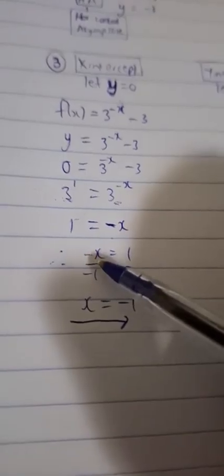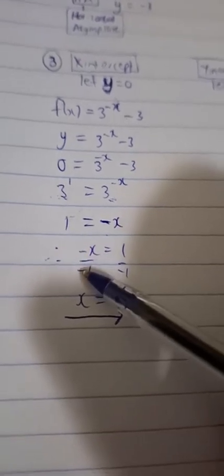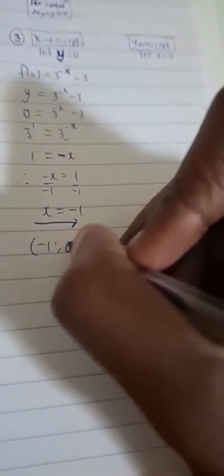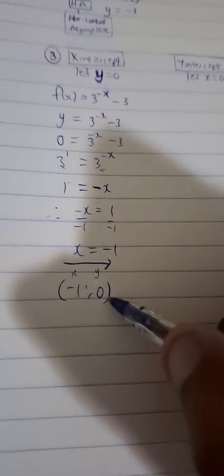Therefore, when we simplify further, we use the multiplicative inverse. We divide both sides by negative 1. Since the coefficient of x is negative, we divide by negative 1 on the left and the right. And then that leads us to x is equal to negative 1. So that means our coordinates for the x-intercept, when we let y be equal to 0, are negative 1 in the place of x, and 0 in the place of y. So this is our x-coordinate and our y-coordinate.